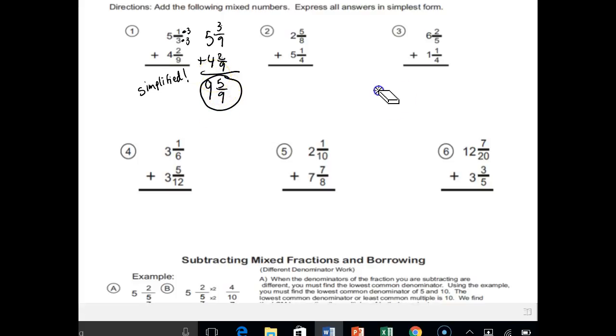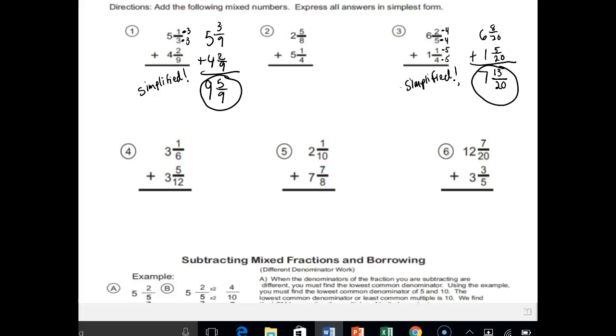Let's do number 3. The common denominator between 5 and 4 happens to be 20. So we multiply this guy by 4 on top and bottom and this guy by 5 on top and bottom. So we have 6 and 8 over 20 plus 1 and 5 over 20. We'll add up our whole numbers. 6 plus 1 is 7. We'll add up our numerators. 8 plus 5 is 13. Keep our denominator of 20. That is fully simplified because that's a proper fraction right there, and I can't divide them by a common factor. So we'll go ahead and say, hey, this is simplified.